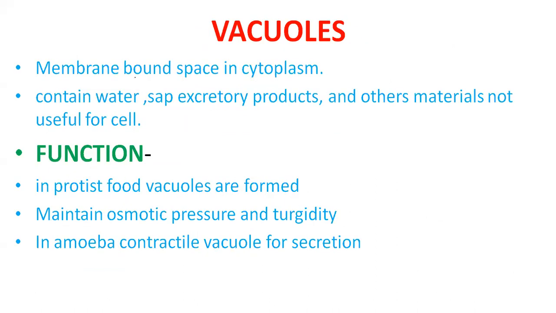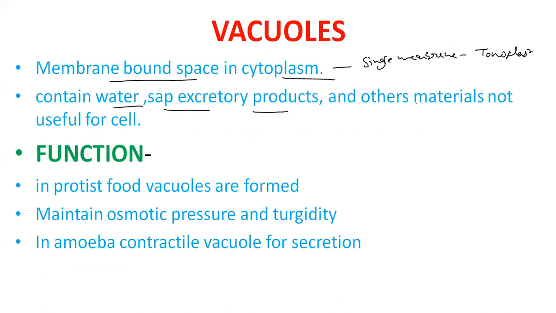Next is vacuoles. Vacuoles are membrane bound spaces in the cytoplasm, made up of a single membrane which is called tonoplast. It contains water, sap, excretory products and other materials which are not useful for the cell. So in plant cell, a central vacuole is found. This vacuole stores water, and also helps to increase cell size.